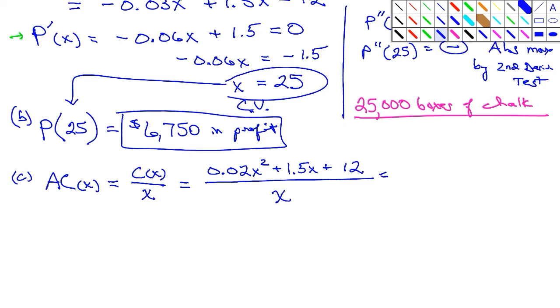And I'm going to go ahead and divide this into each of the terms here. So this would be 0.02x plus 1.5 plus 12 over x. Essentially, you're just splitting the fraction up into the three parts that it came from.